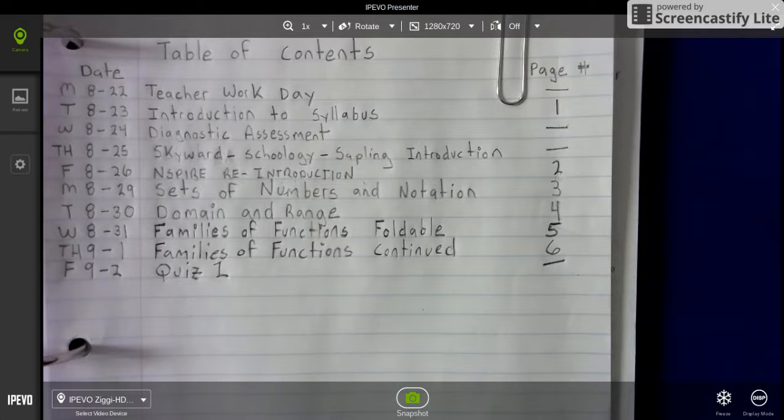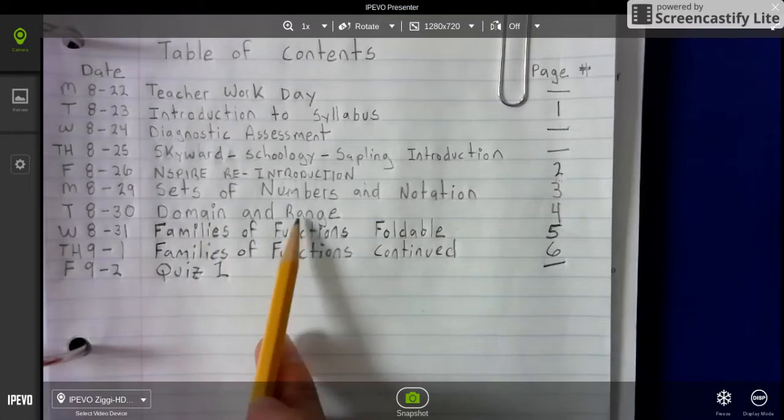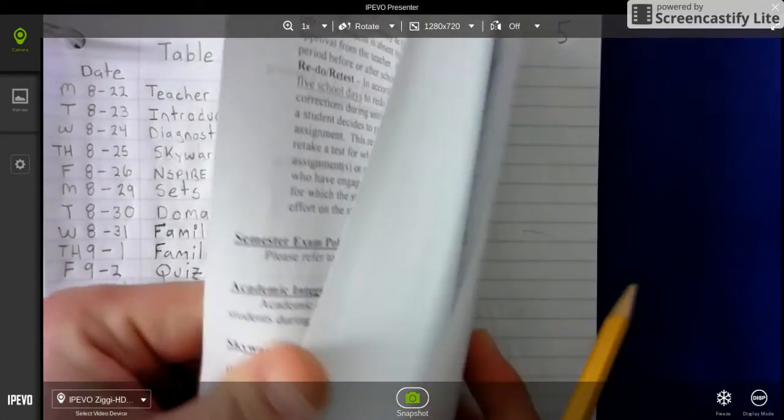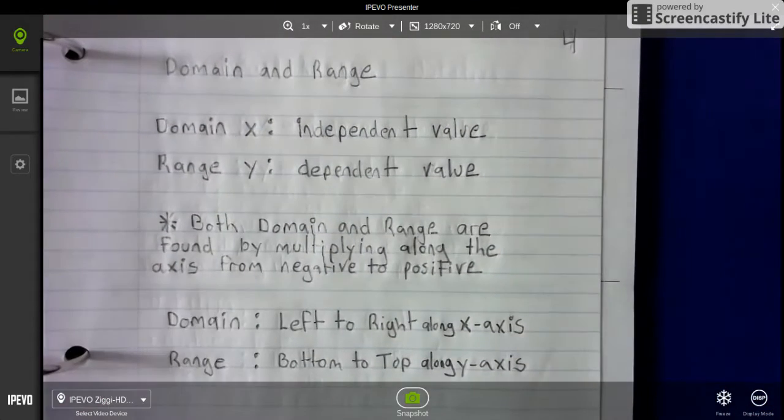We're now on to Tuesday, August 30th, and we're talking about domain and range, and that's going to be on page 4 in your notes. So again, flip to page 4. So you're going to start with notebook page 4.